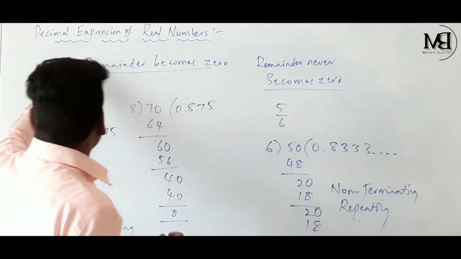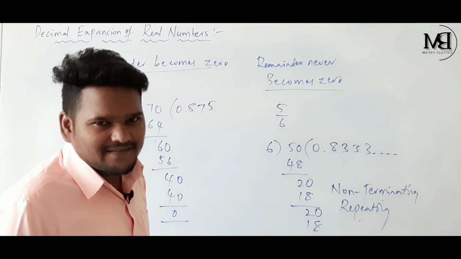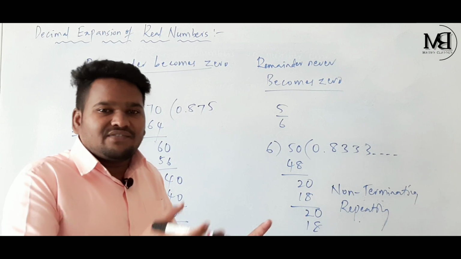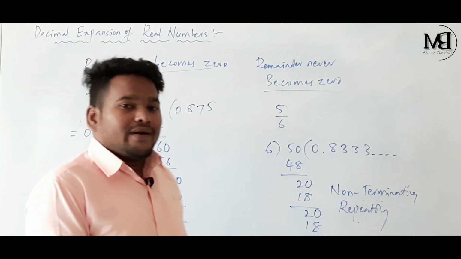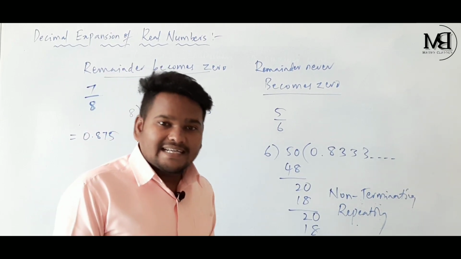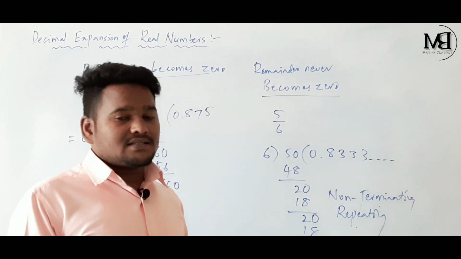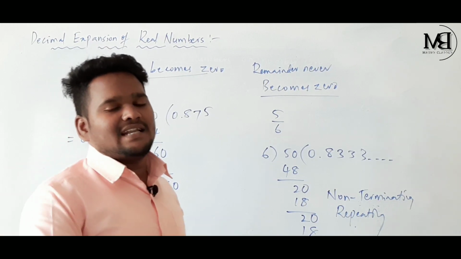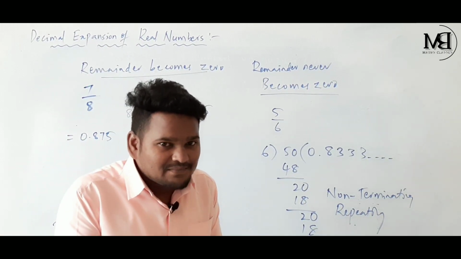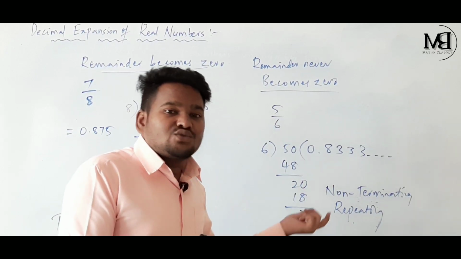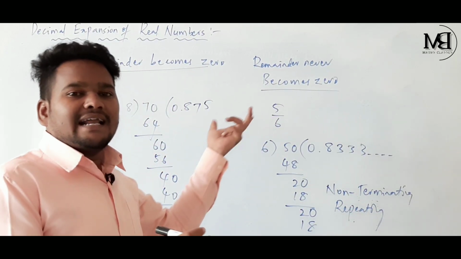Actually, we are discussing decimal expansion of real numbers, right? Now we discuss decimal expansion of rational numbers. Now, what is the decimal expansion of irrational numbers, which is adverse to the decimal expansion of rational numbers?